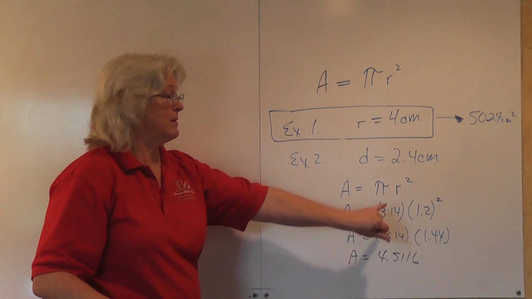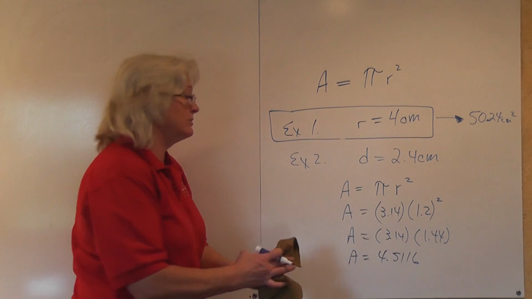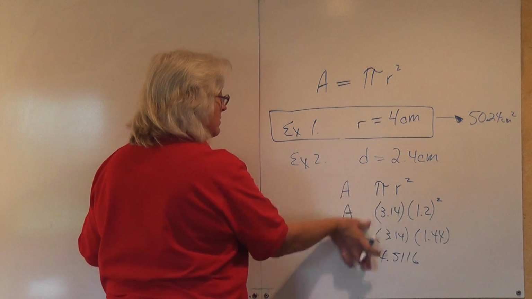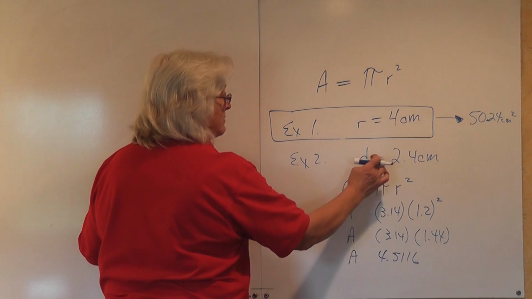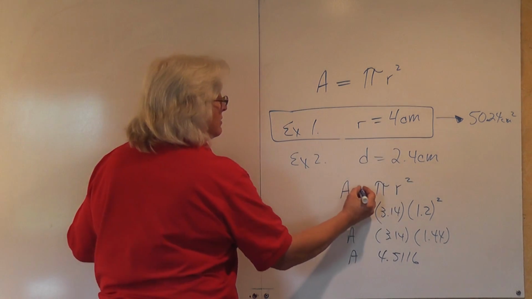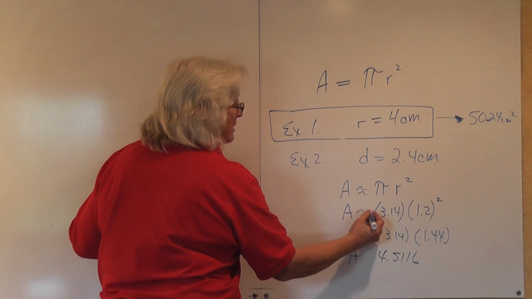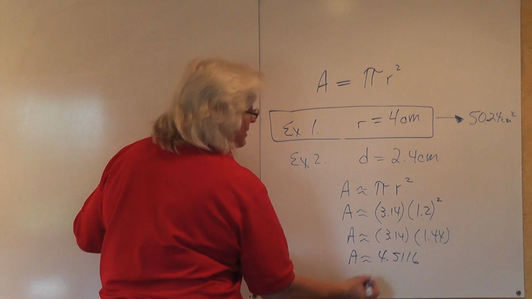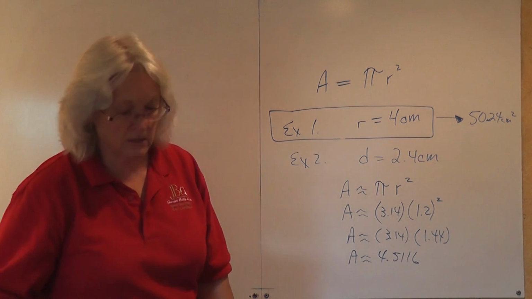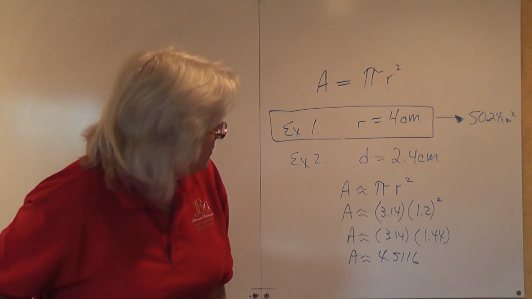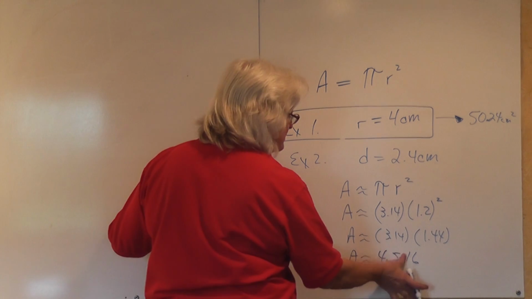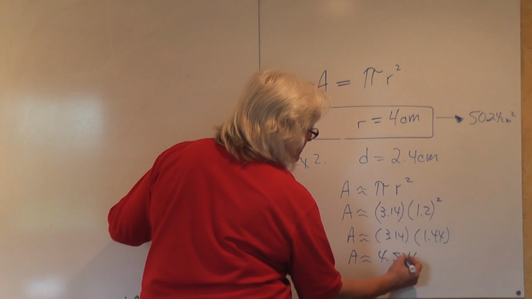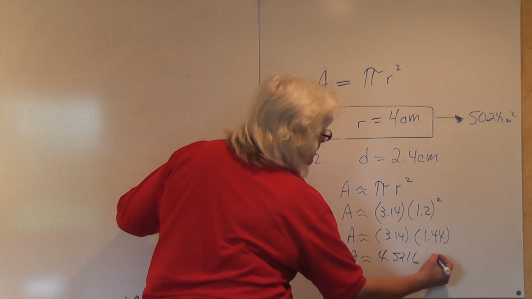You get used to writing equals. It's not equals. Remember, we're approximating the value. So just like you're going to want to think, oh, that means radius, and it doesn't, you're also going to want to put equals. Well, the area is approximately equal to 4.5216 centimeters squared.